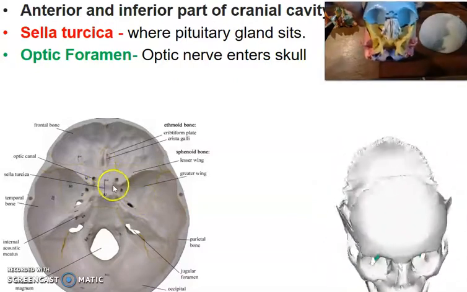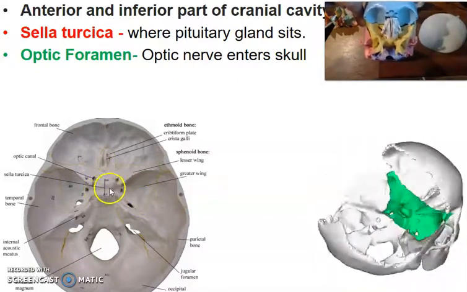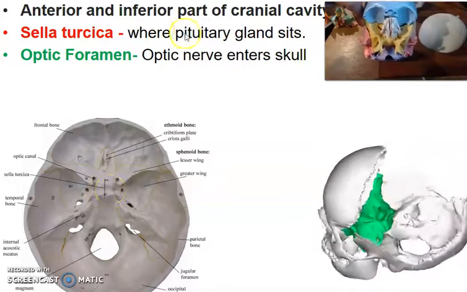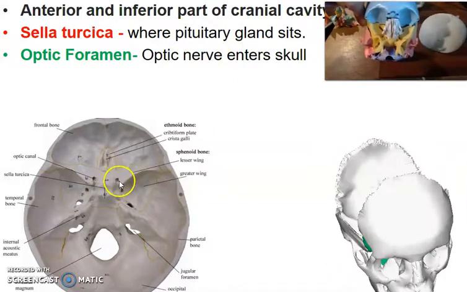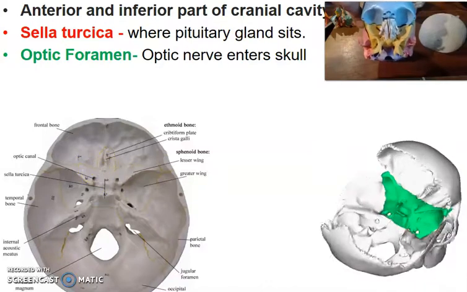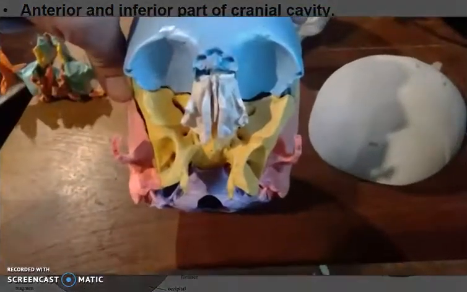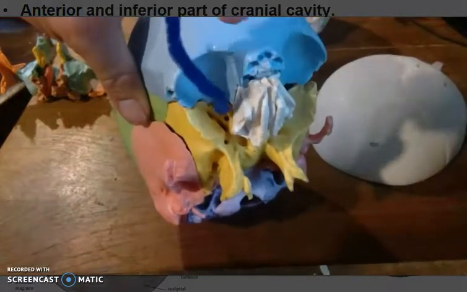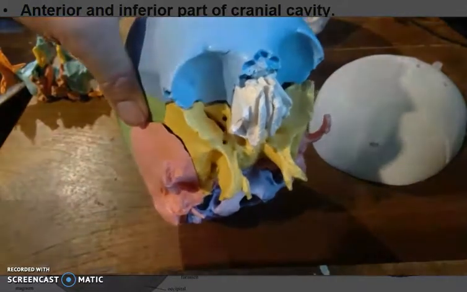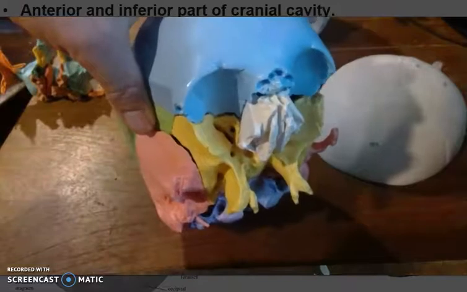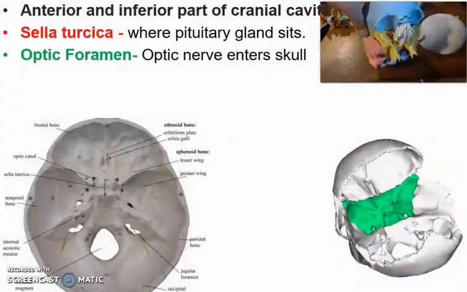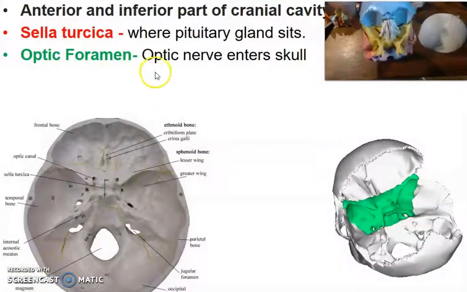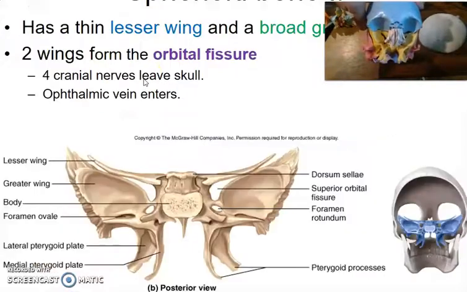The most important landmark is probably the sella turcica, where the pituitary gland sits. You also have the optic foramen, where the optic nerve leaves. So if I blow this up, you see the foramen right in where I just stuck the pipe cleaner. That is the optic foramen. Unfortunately, I can't point to things in the camera mode. So, those are some very important landmarks.